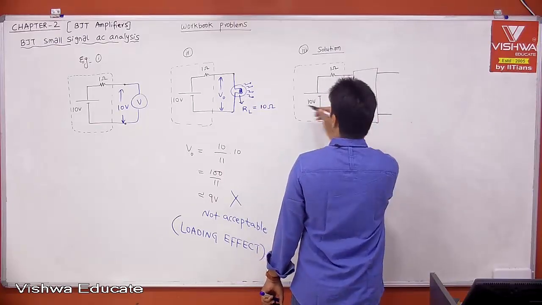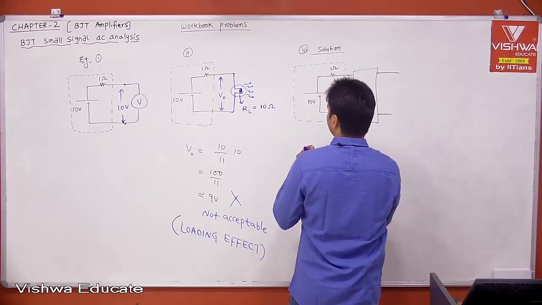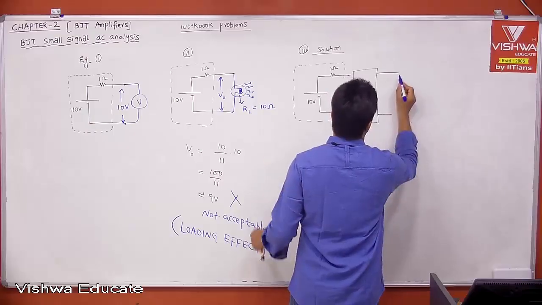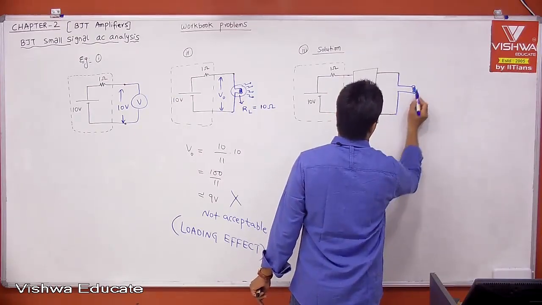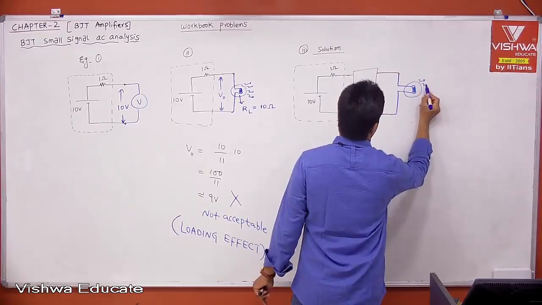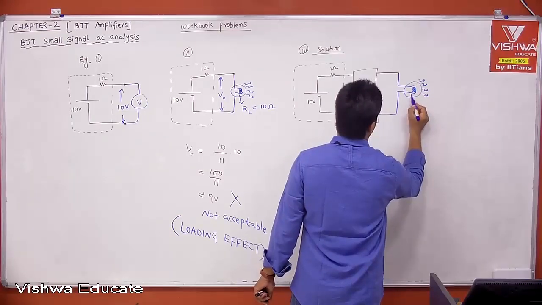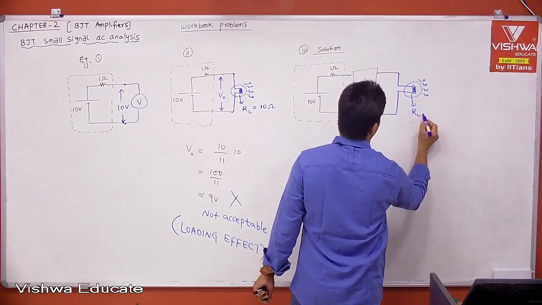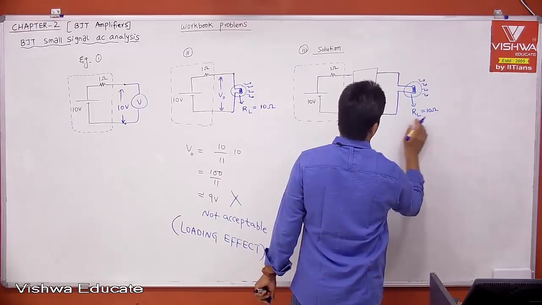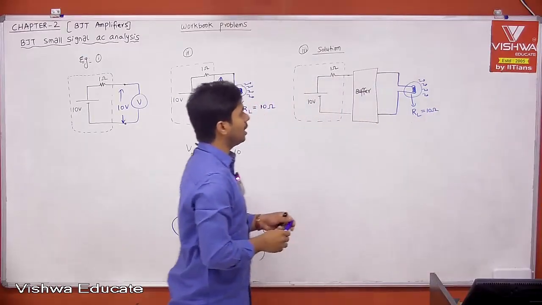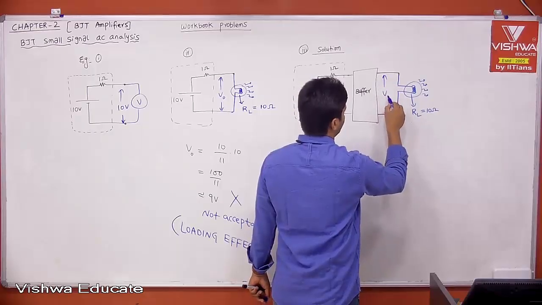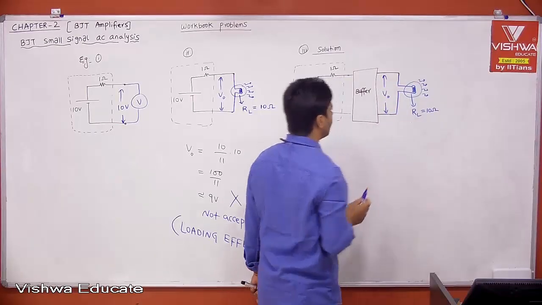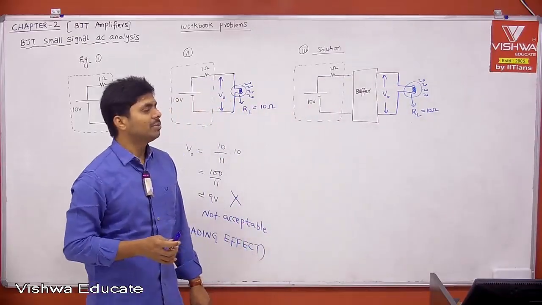Now, connect the load. This is your bulb. Now you are connecting a bulb, and this has RL, the load value, equal to 10 ohm. Right? Now, let us see what the output voltage to the bulb is. This is the voltage across the bulb. Okay? Now, what is the action of the buffer?